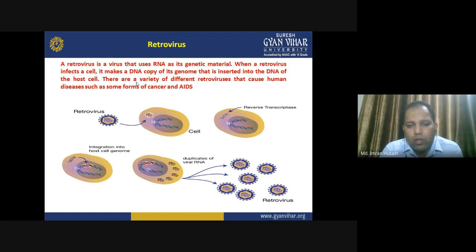So here you can see a retrovirus came into contact with the host cell, where it injected its genetic material, the RNA, into the cell. With the help of the enzyme reverse transcriptase, the RNA is converted into DNA, and then integration into the host cell genome takes place. That further leads to the duplication of viral RNA, and after the manufacturing of all the parts, the retrovirus assembles itself and gets released from the host cell. So that is why it is called a retrovirus in nature.